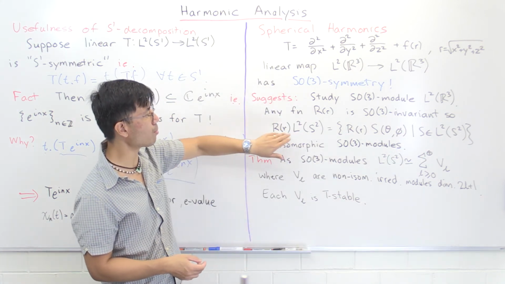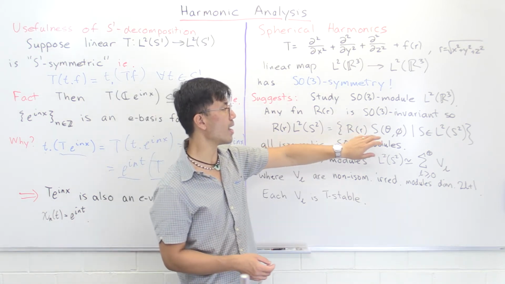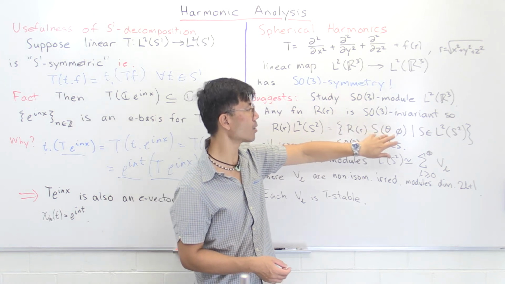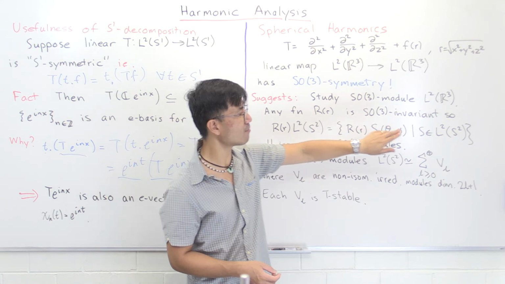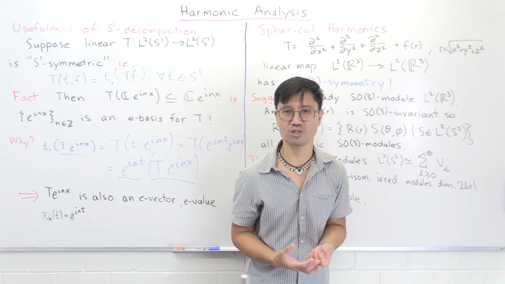So you can always have a product. You can look at products of functions of the form R of r and S of theta phi. Okay, so we fix this R of r now, and we're going to look at all these functions of theta and phi, and we'll think of this S as a function in L2 S2. S2 here is the two-dimensional sphere.